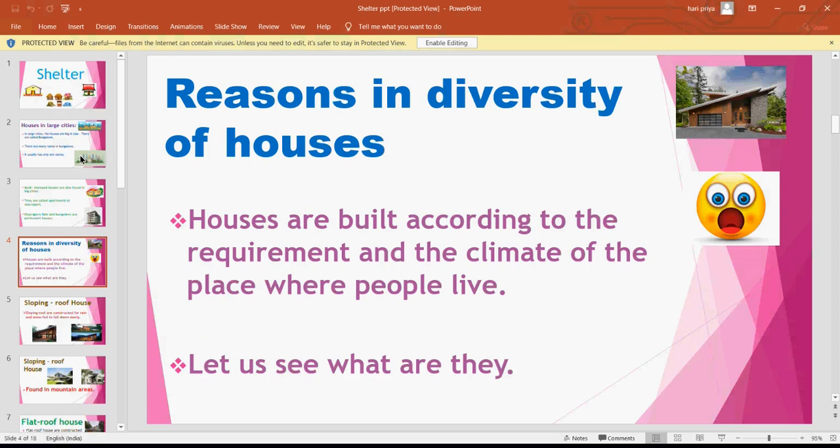place where people live. So in this slide what ma'am wants to explain to you is, suppose you are living in a very cool place. Suppose you are living in Himachal Pradesh. How will the climate be? What climate do you expect there? Will it be very hot or cold?